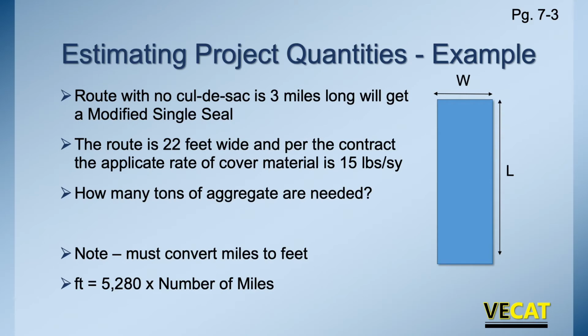So let's look at a project and how we would estimate how many gallons of emulsion we need, how many pounds of stone we need. Let's make it nice and simple. So route, modified single seal, 3 miles long, no cul-de-sacs. It's 22 feet wide. Our contract calls for 15 pounds per square yard of cover material. So how many tons of aggregate do we need?